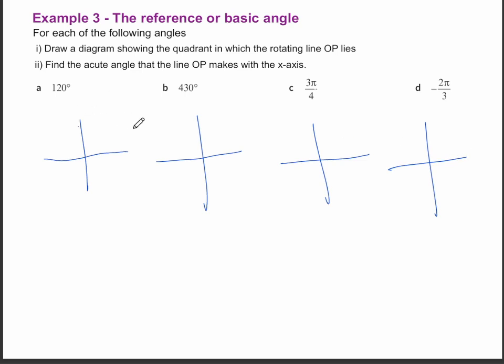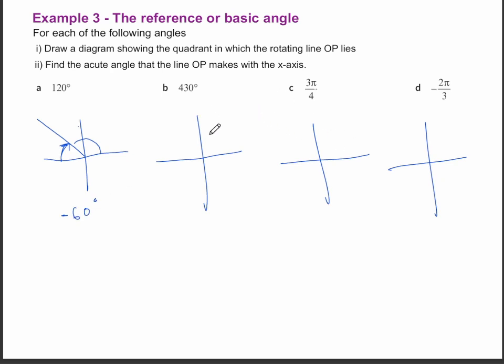And the first one, 120 degrees, remember, we always start from here. 120 degrees is just going to be 90 plus 30 degrees, right? That's going to be the line. Then the 60 degrees that's remaining, which is going to be down here, that's going to be the acute angle because that's the smallest angle that you make with the x-axis. And obviously it's going to be negative 60 degrees because we are looking at a clockwise angle.